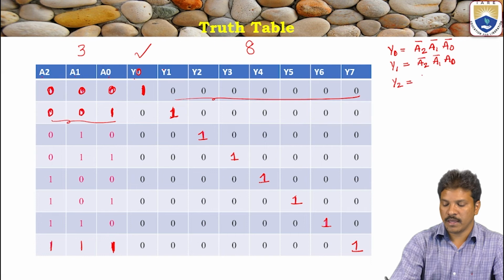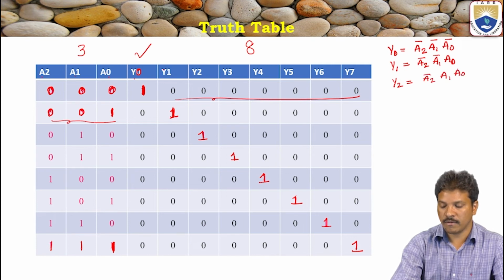Y2, its corresponding minterm is A2 bar A1 A0 bar. Y3, A2 bar A1 A0. Y4, A2 A1 bar A0 bar.